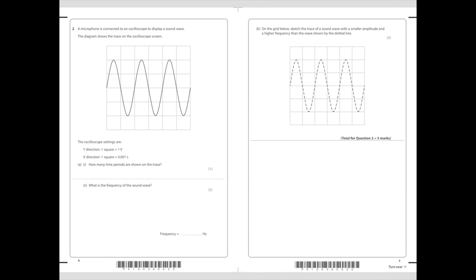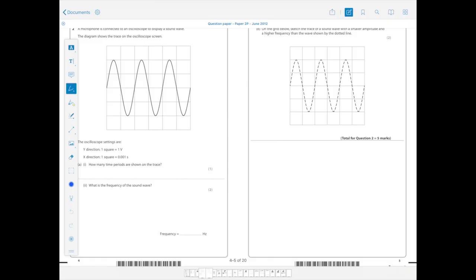Two, a microphone is connected to an oscilloscope to display a sound wave. The diagram shows the trace on the oscilloscope screen. The oscilloscope settings are: in the y direction 1 square is 1 volt, and in the x direction 1 square is 0.001 seconds. So let's make a few annotations. So that must mean that up to there is 2 volts, and this is 0.01 seconds, which means the entire wave cycle is 0.002 seconds. So how many periods are shown on the trace? And remember, the period is the time for one wave, so that's a complete wave.